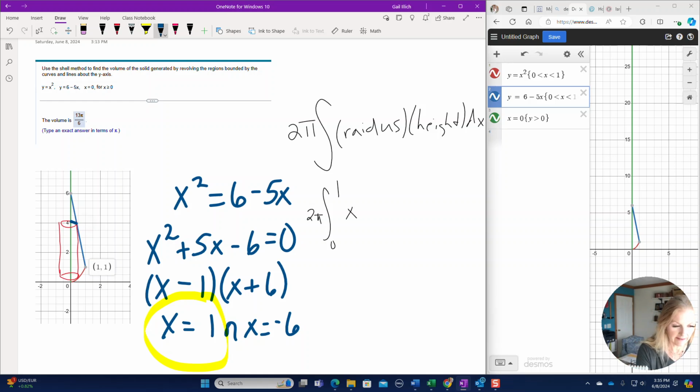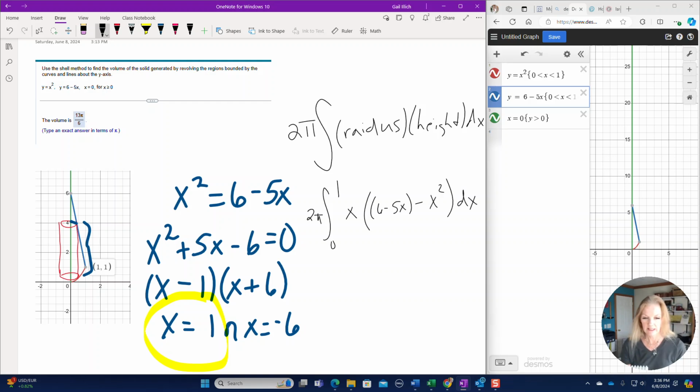And then the height is just the difference between the two curves. It's just going to be the length, the difference between those two curves. So in this case, that is going to be the top curve, which is 6 minus 5x, minus the bottom curve, which is your x squared, and then dx.